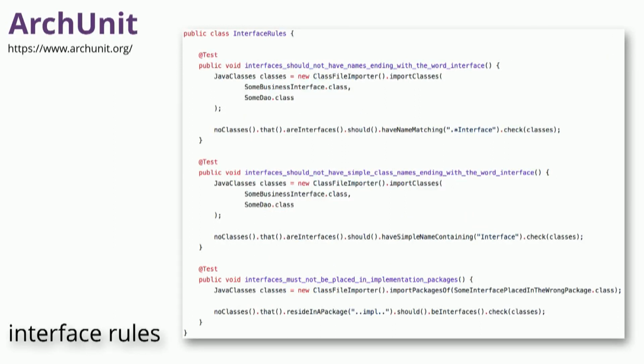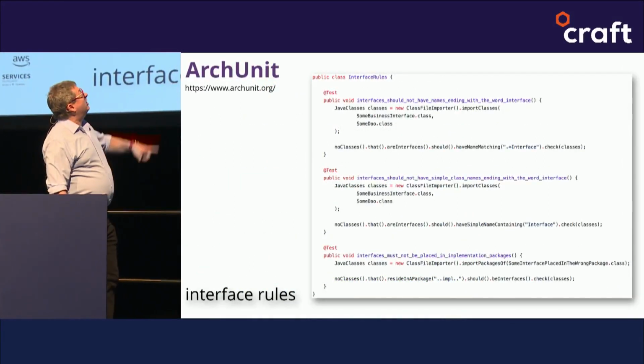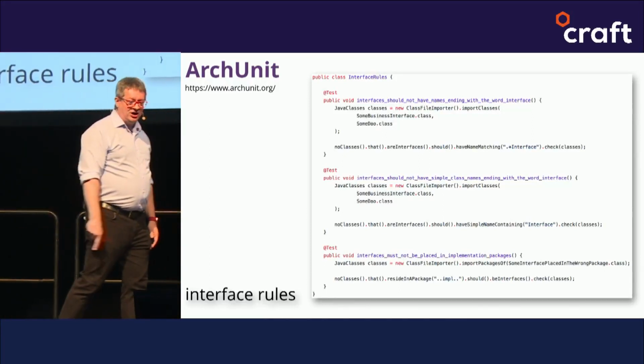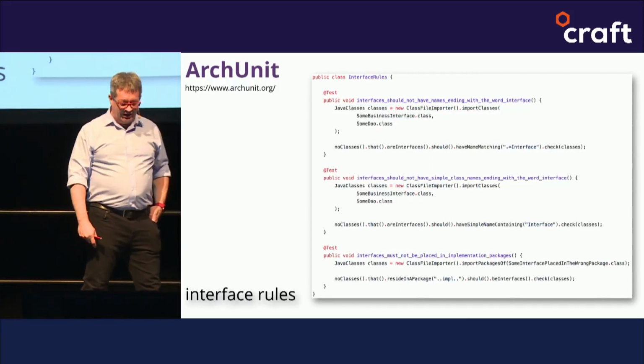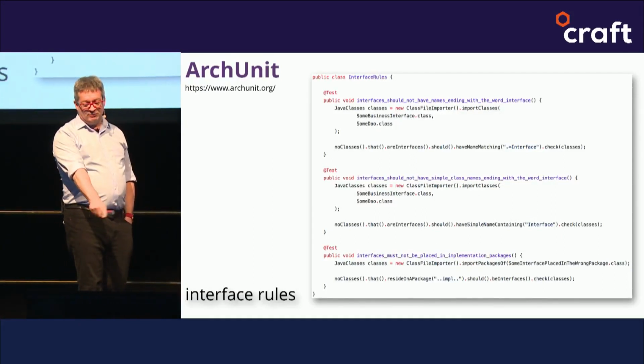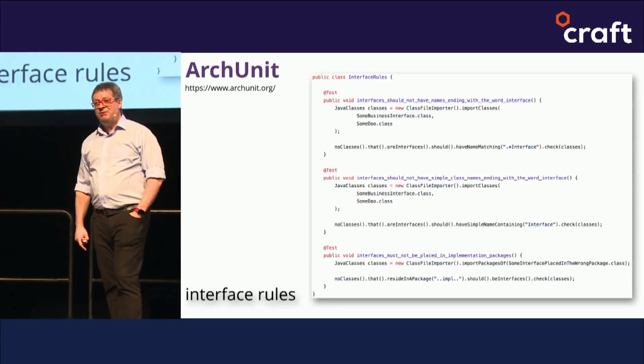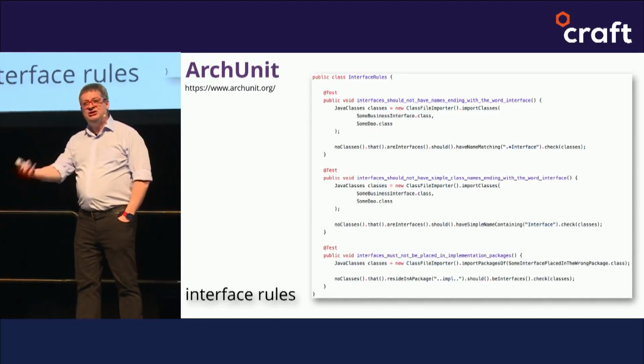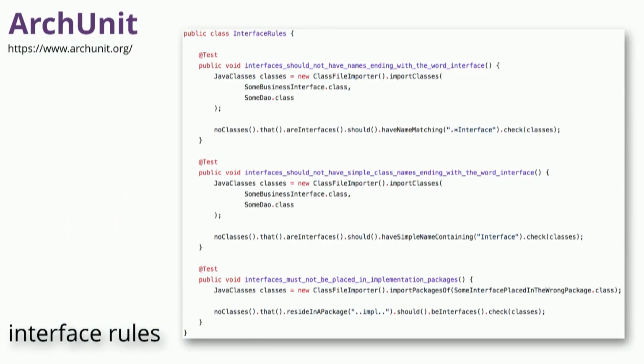Remember I talked about naming conventions earlier? Interfaces should not have simple class names ending with the word interface. Look at the bottom one: interfaces must not be placed in implementation packages. This is another policy that you may want to institute as an architect, and by building this as a fitness function, you make sure that this policy is adhered to.